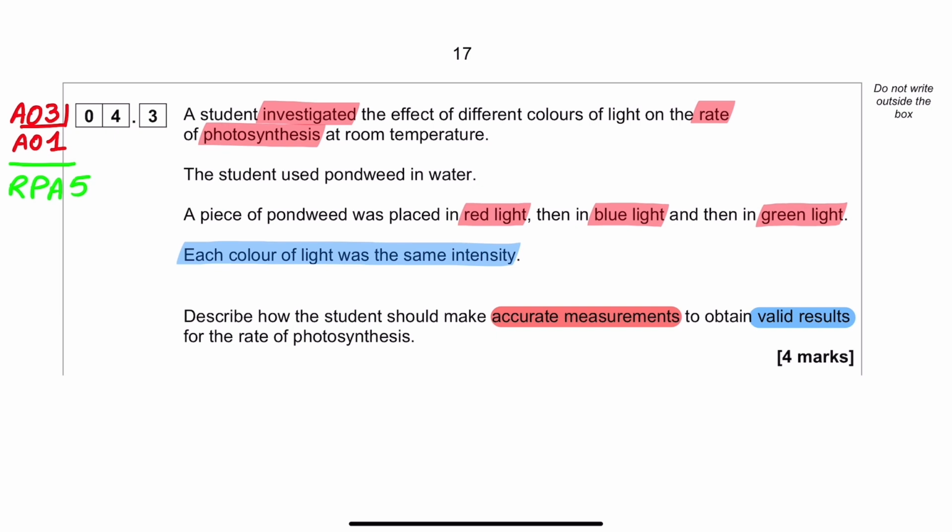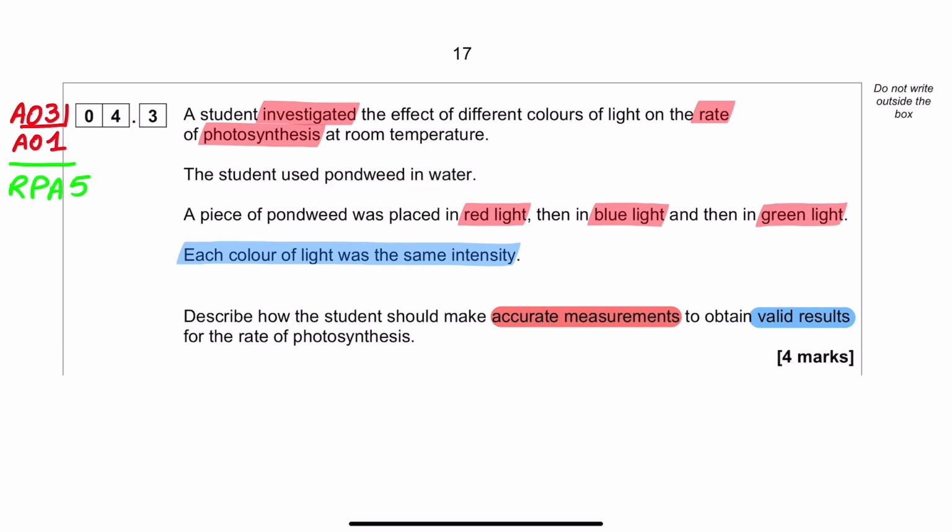4.3 is an AO3 and AO1 question, and it relates to the investigation of the rate of photosynthesis. It relates to practical activity number 5 in combined science. A student investigated the effect of different colors of light on the rate of photosynthesis at room temperature. The student used pondweed in the water.